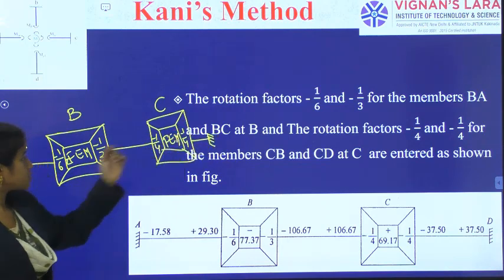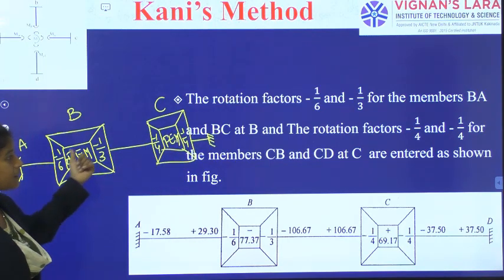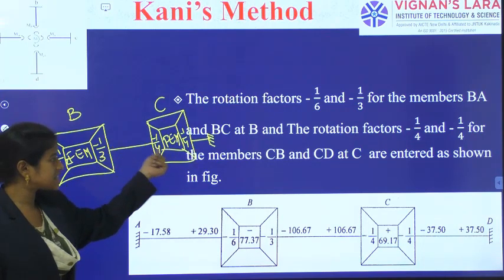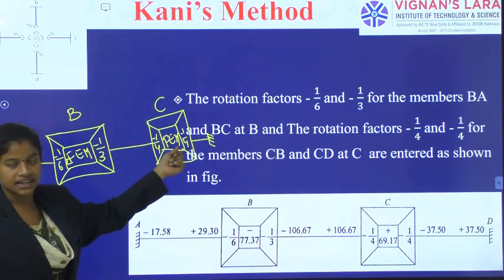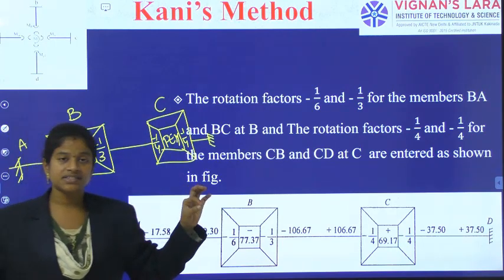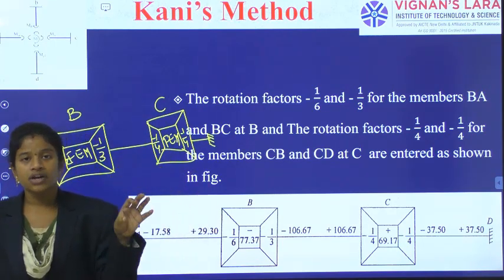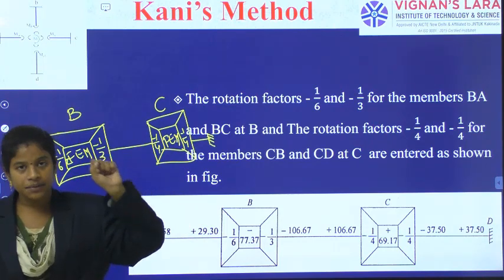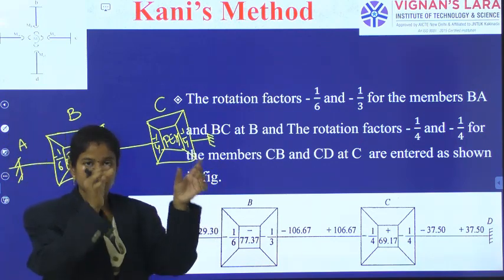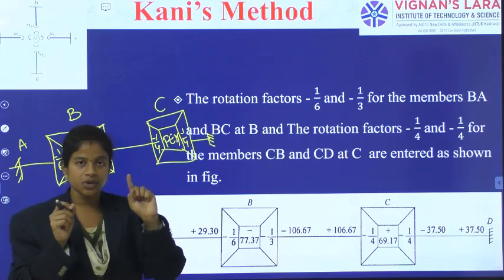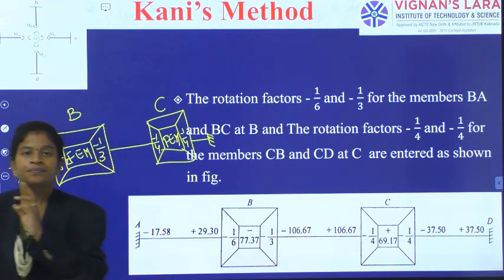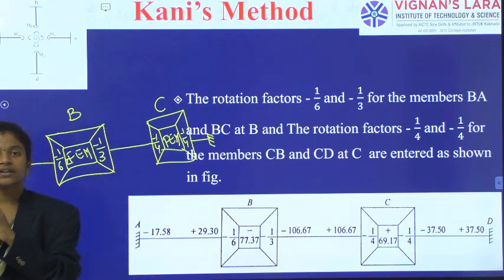The rotation factors minus 1 by 6 and minus 1 by 3 for the members BA and BC at B, and also the rotation factors minus 1 by 4 and minus 1 by 4 for the members CB and CD at C, are entered and shown in the figure. Firstly, we have developed a beam-like structure with two square boxes. In the smallest square box, we have given the summation of the fixed moments at the joint, and on the left side and the right side of the box, I have entered the rotation factor from B towards A, from B towards C, similarly from C towards B, and from C towards D.